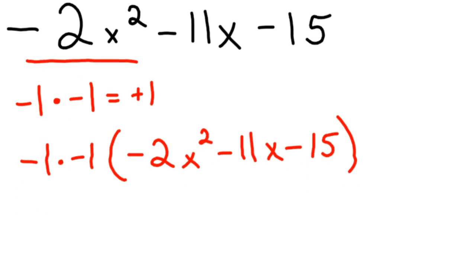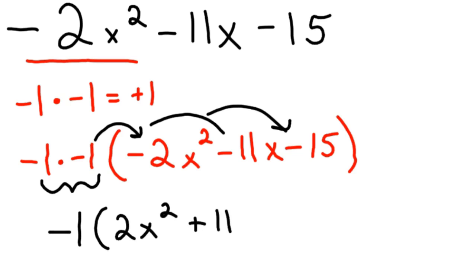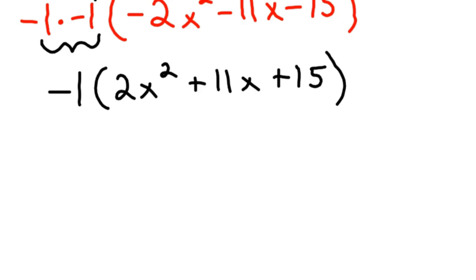All right, so what happens here is we already know that this piece right here is positive 1. But we'll go ahead and take this piece, this second part of it, that second negative 1, and distribute it through the whole problem using the distribution property. So we'd have negative 1 times 2x squared plus 11x plus 15. Okay, so we're just going to factor this part right here. And this will be a pretty easy one to factor.